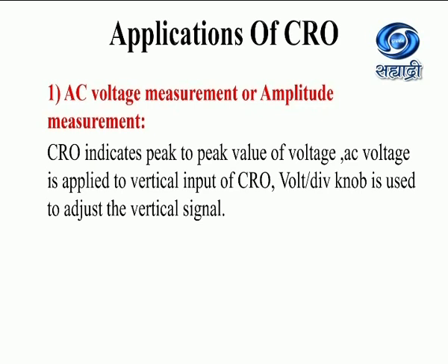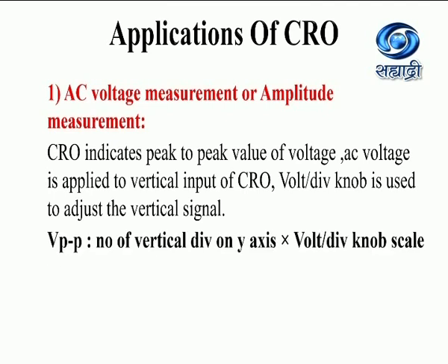So whenever we measure amplitude, that is V peak to peak value of the signal, then we have to calculate V peak to peak as number of vertical divisions on y-axis multiplied by volt per division knob scale. The final value of this product gives you V peak to peak value as amplitude measurement. And if you divide it by 2, you will get the amplitude in terms of Vp. The unit of this amplitude measurement is volt, because amplitude is always measured in volt.